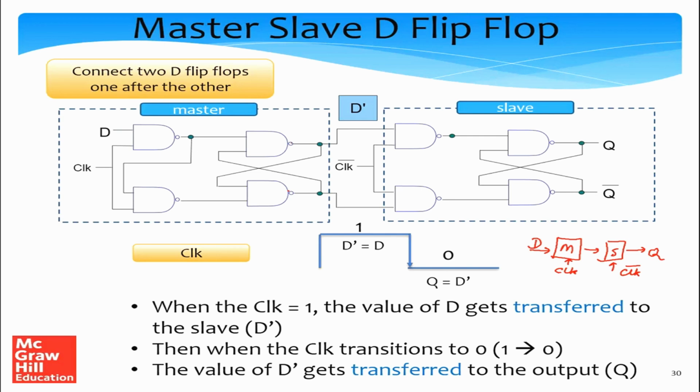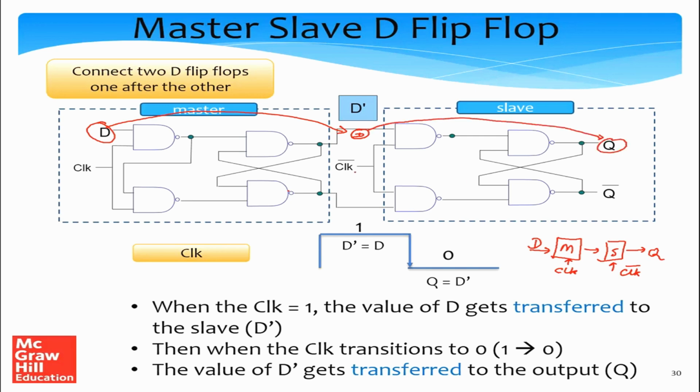Whatever the value of D is, it will get transferred to this intermediate point, because here the clock is 0. So then we'll have D dash here. D dash is equal to D, right? So the value of D moves from here to here, right? Then when the clock turns 0, the value of D moves from the intermediate point to the output, which is Q.